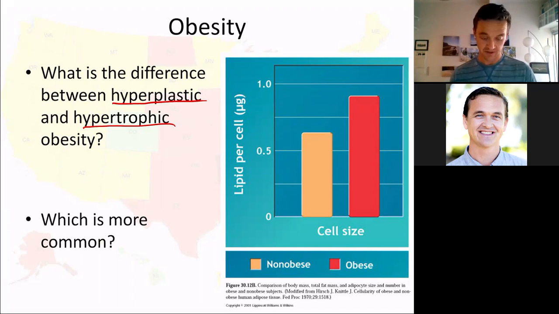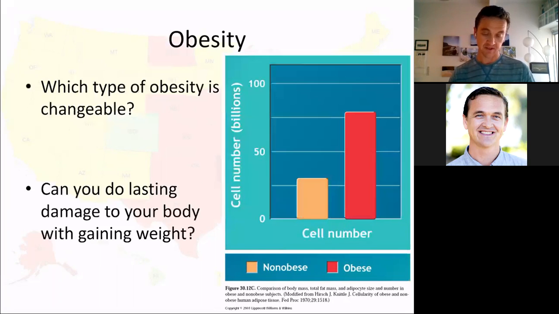And so when we actually do biopsies of people who have obesity versus people who are not obese, we look at lipid per fat cell. So this is a measure of fat cell size. We see that obese people have much larger fat cells. Okay, so that would be a case for hypertrophic obesity. Okay, but then we see on this next slide that we also see a big difference in cell number too, right? We see many more fat cells in obese people, okay?